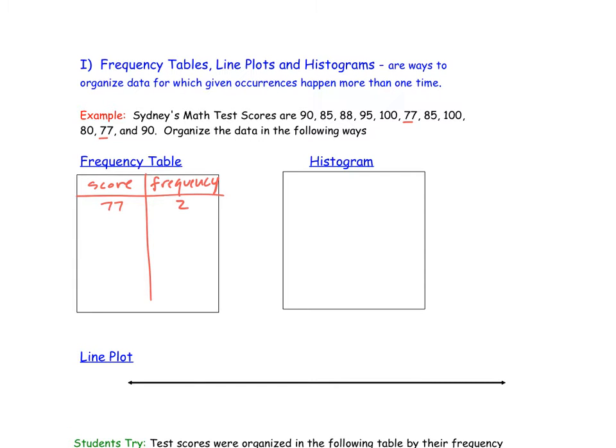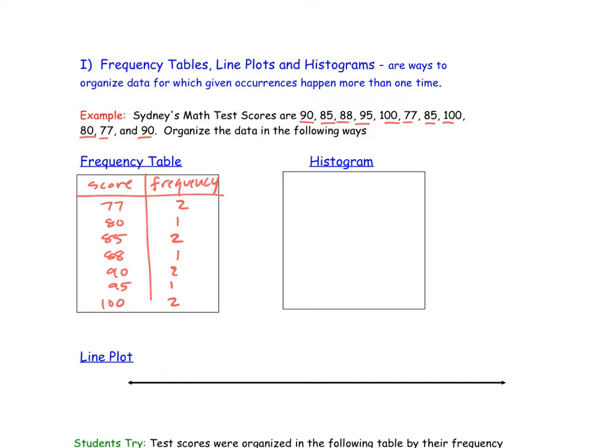I got a score of 80, which happens 1 time. I got a score of 85, which I can see happens twice. I got a score of 88, which happens 1 time. Then I got 90, which happens twice. I got 95, which happens once. And then I got 100, which happens twice. So looking at that, that's my frequency table.